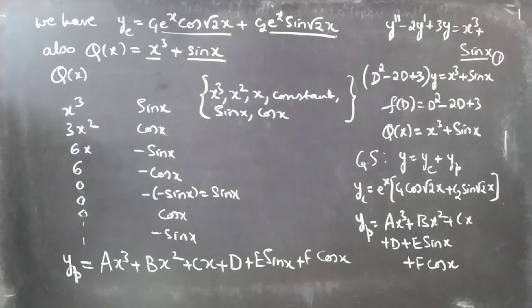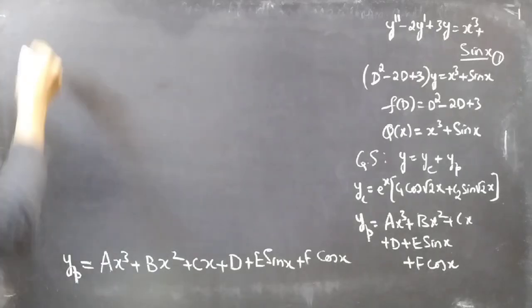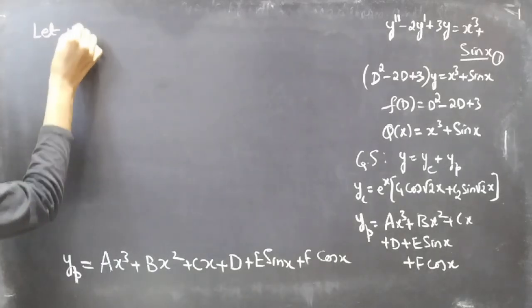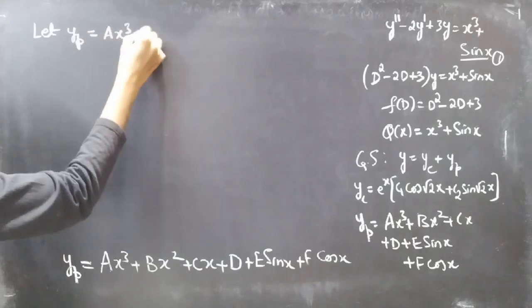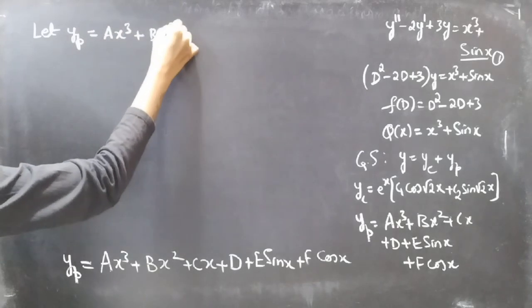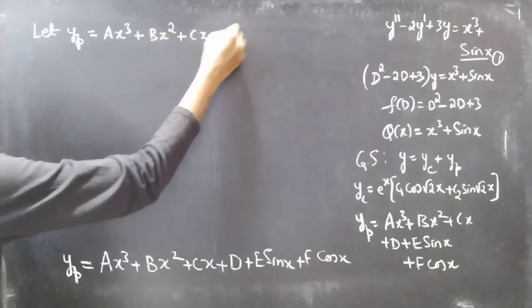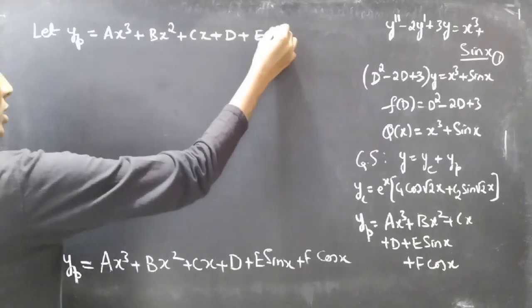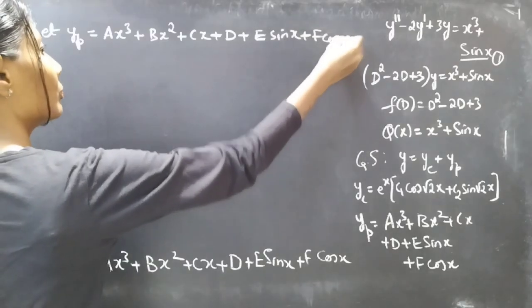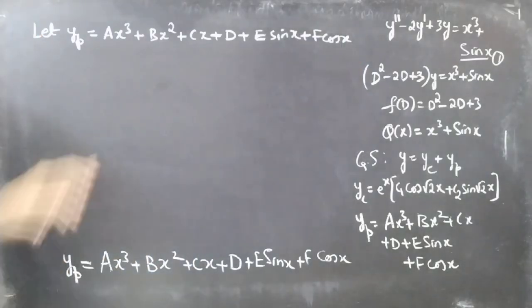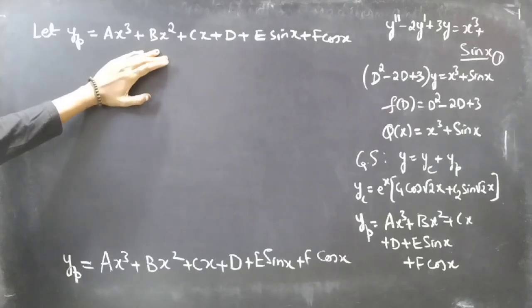Now coming to the problem. Let yp equal to ax cube plus bx square plus cx plus d plus e sin x plus f cos x, such that it satisfies the given equation.